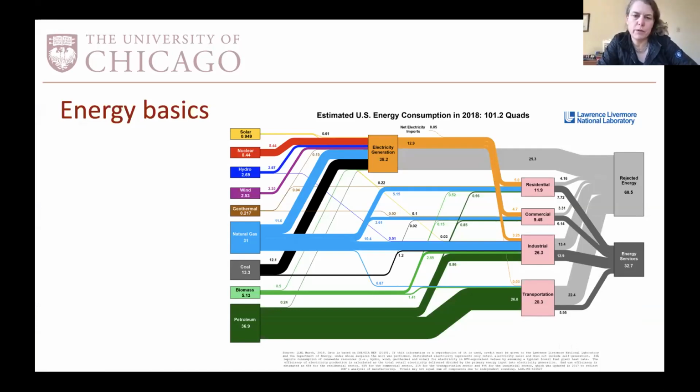from people's microphones. But how many people have seen this diagram before? Yep. Has anybody seen this diagram before? Yes. No. No, I haven't.